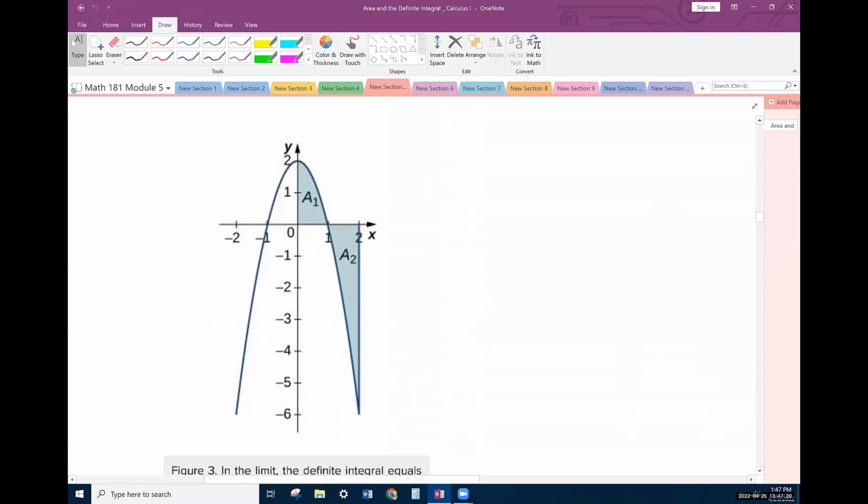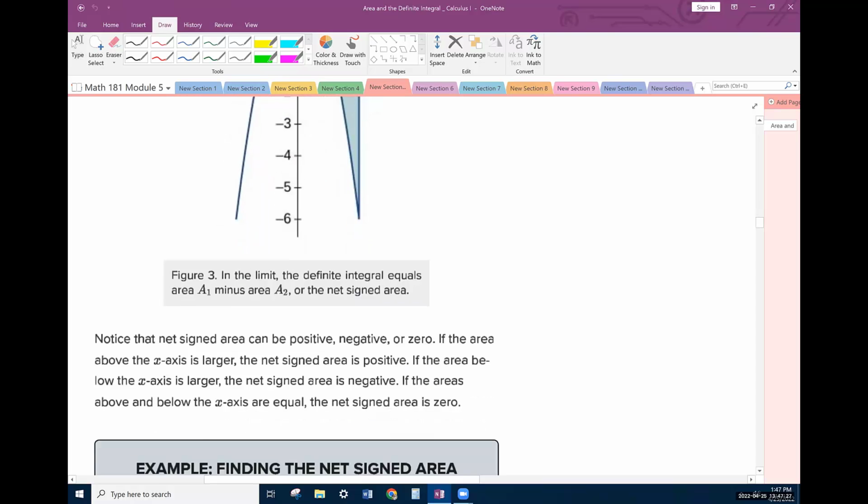Here's a nicer picture here. So, a nice smooth thing, you would subtract. It looks to me like area 2 is bigger than area 1, so it'd be negative in the end.